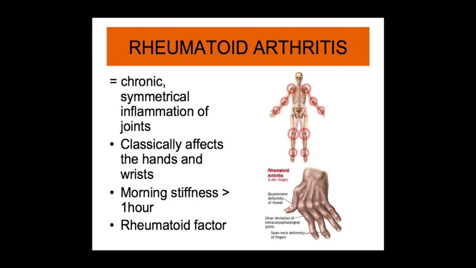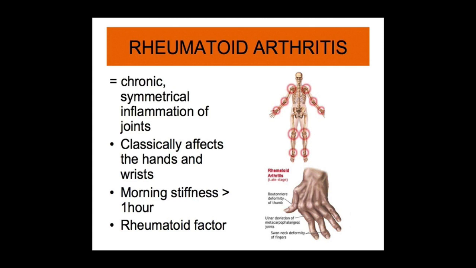And finally, we can also get something called swan neck deformities, which is where we start to get subluxation of the proximal or distal interphalangeal joints. And as can be shown by this picture, rheumatoid arthritis is an extremely debilitating condition.